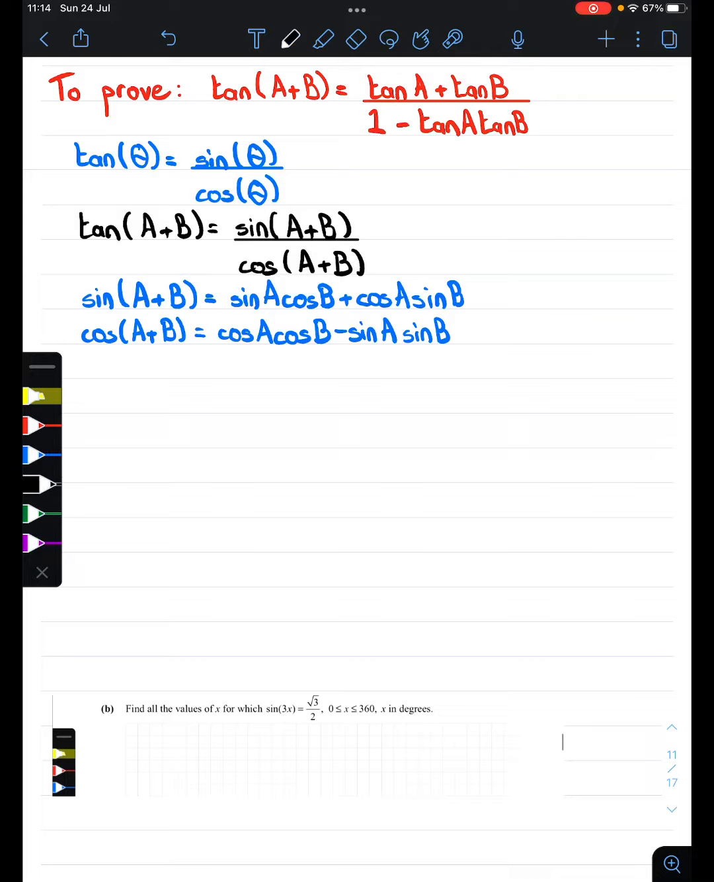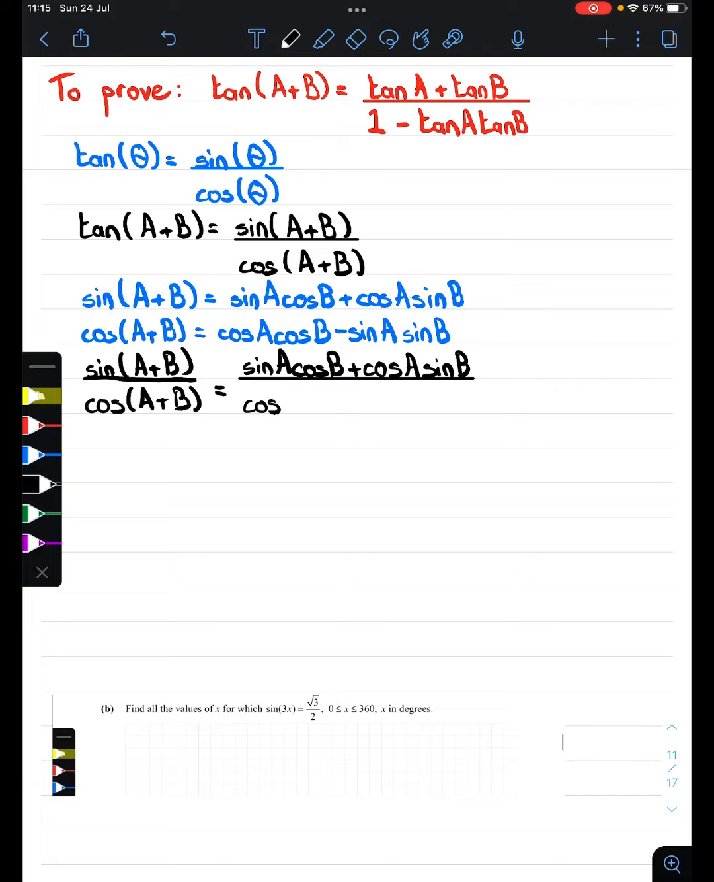Alright, so tan(A+B) is sine(A+B) over cosine(A+B). So sine(A+B) over cosine(A+B) equals sine A cosine B plus cosine A sine B, all over cosine A cosine B minus sine A sine B.